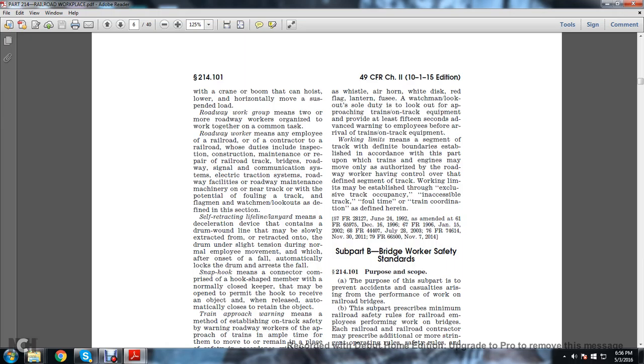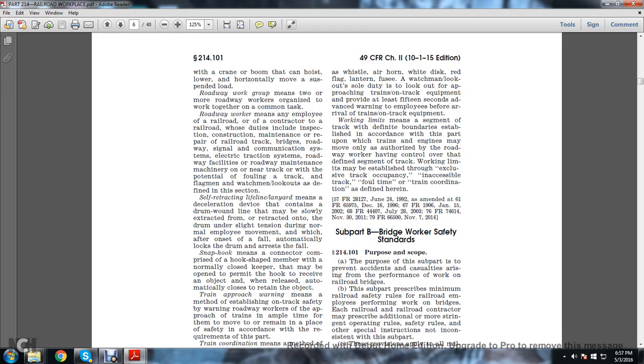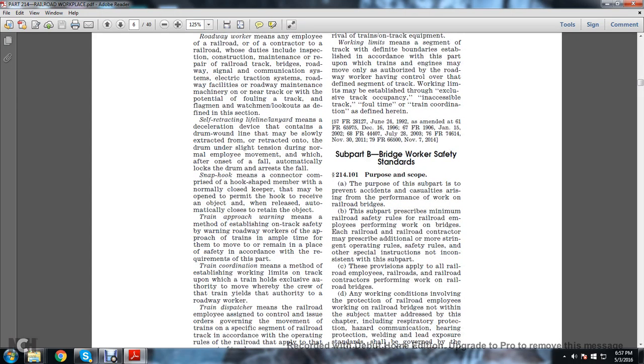Working limits means a segment of track with defined boundaries established in accordance with this part upon which trains and engines may move only as authorized by the roadway worker having control over that defined segment. Working limits may be established through exclusive track occupancy, inaccessible track, or foul time or train coordination, as defined herein. Alright, moving on to Subpart B, Bridge Worker Safety Standards.